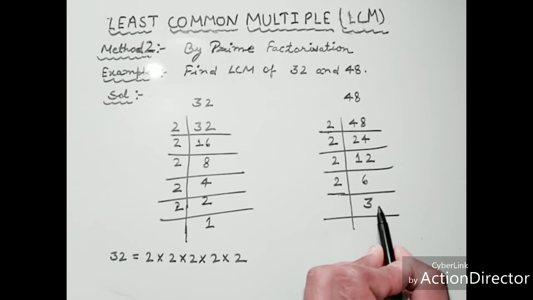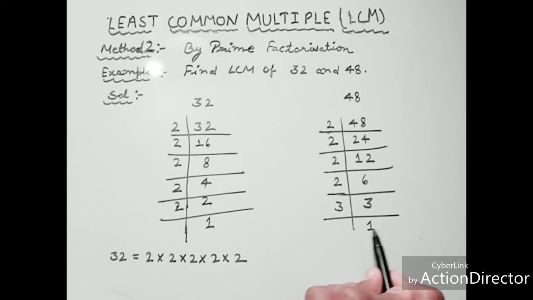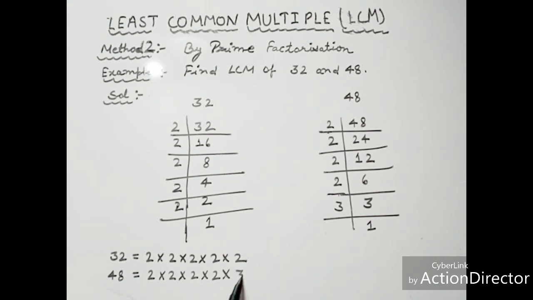Then this 3 we divide by 3 only. 3 1s are 3. So the factors of 48 are 2 multiply by 2 multiply by 2 multiply by 2 and 3. Now multiply the common factors and the extra factors to get LCM. So first we find the common factors.